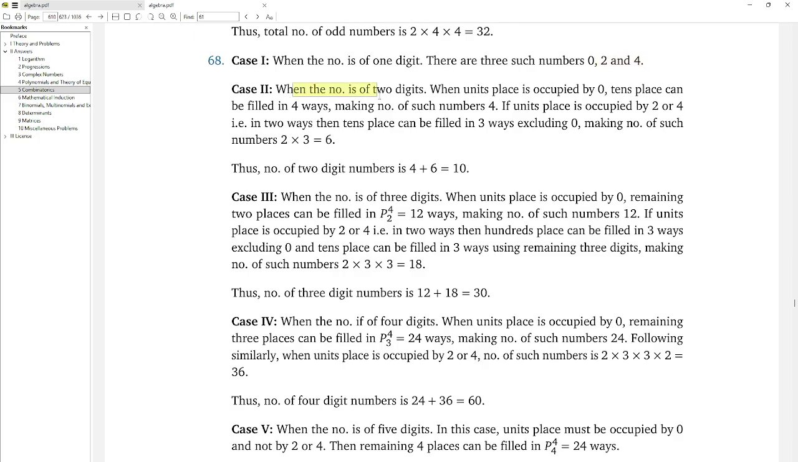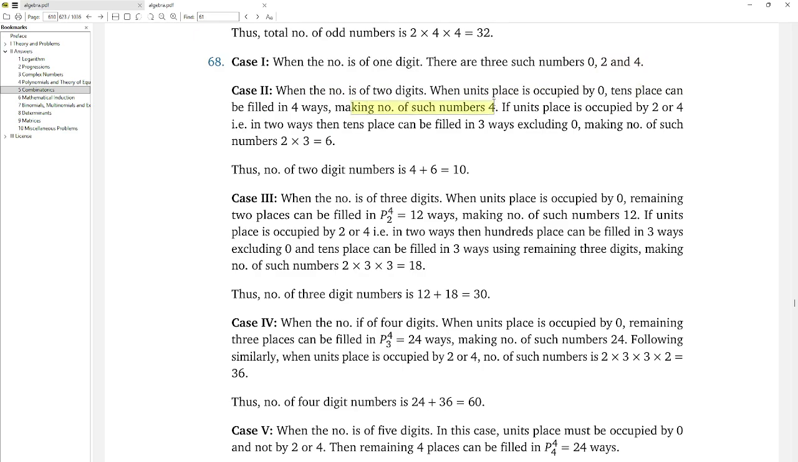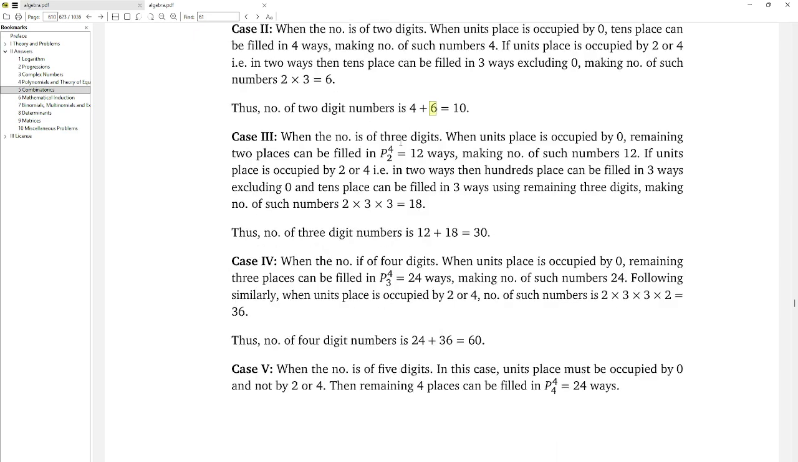Case 2 is when the number is of 2 digits. If the units place is occupied by 0, the tens place can be filled in 4 ways. Thus, the number of such numbers is 4. If the units place is occupied by 2 or 4, then we have 2 ways. Then the tens place can be filled in 3 ways, excluding 0. The total number of numbers in this case is 2 multiplied by 3, that is 6. The total number of 2-digit numbers is 6 plus 4, 10.